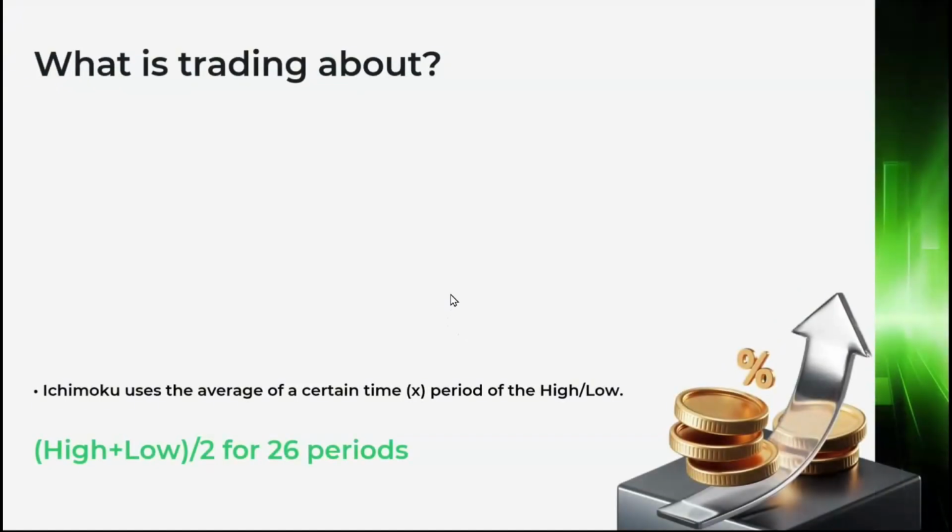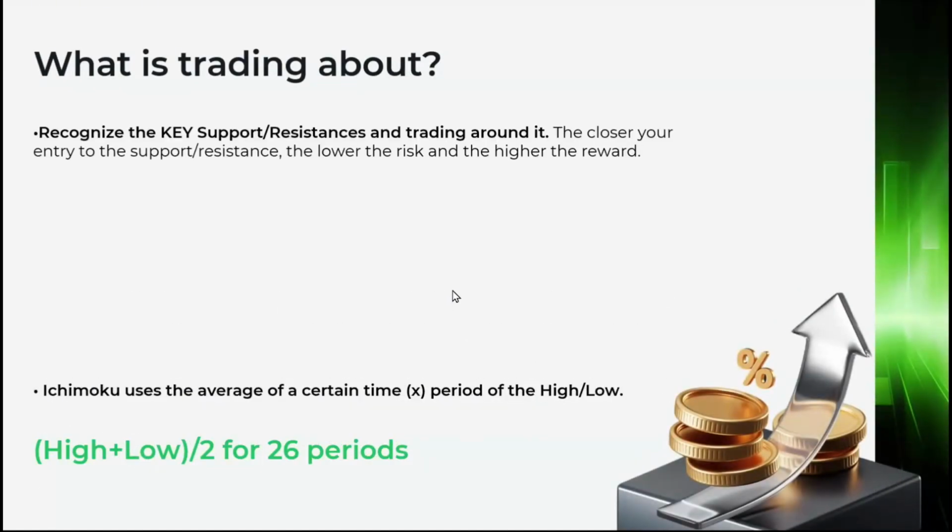Okay. So let's step backwards and look at what trading is about. If you think about the purpose of an indicator, an indicator's sole purpose is to find key support resistance levels. When you find it, the goal is to trade around it. The closer your entry is to that support resistance level, the lower the risk. So that is the sole job of an indicator.